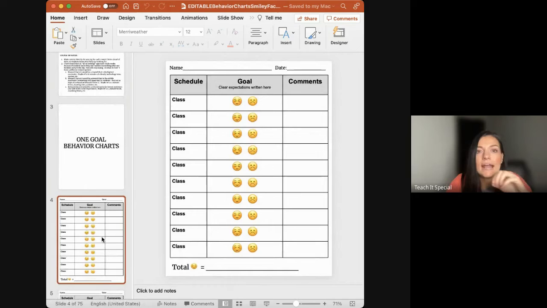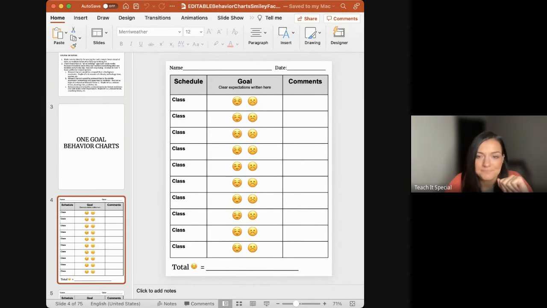Okay, now looking at actual behavior charts. Here are some examples. Where it says class, that's where you're going to put the time or the subject that's covered. Here, all you would do is circle smiley face or frowny face. Some kids really don't like seeing frowny faces, so it's going to depend on the student for this. Some kids like seeing the frowny face because it helps them realize how they're doing, and it's not something that they're triggered by. You'll make sure that you write the goal that they're working on.